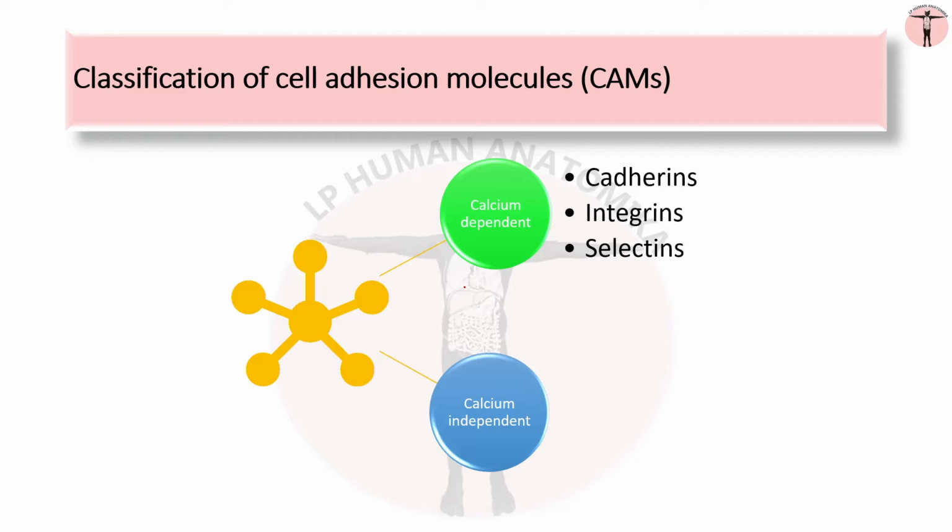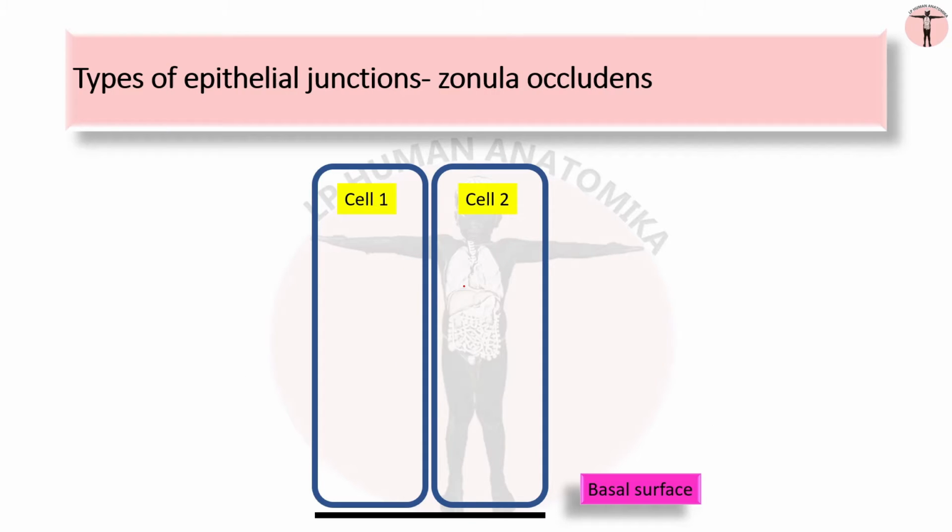Selectins are present in leukocytes. They bind to carbohydrates present on other cell surfaces. However, the binding is relatively weak. The calcium independent cell adhesion molecules include neural cell adhesion molecules, which are expressed by nerve cells, and intercellular cell adhesion molecules, which are expressed by leukocytes. Let us now see the details of each epithelial junction.